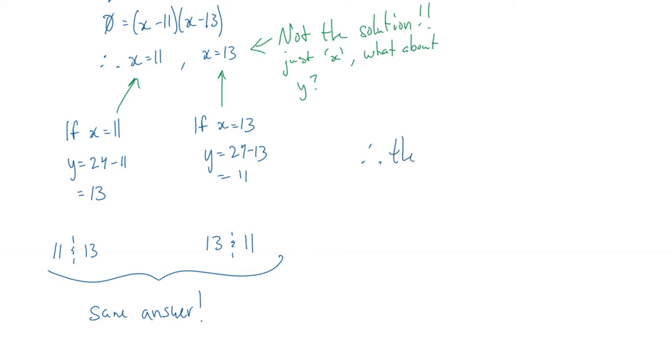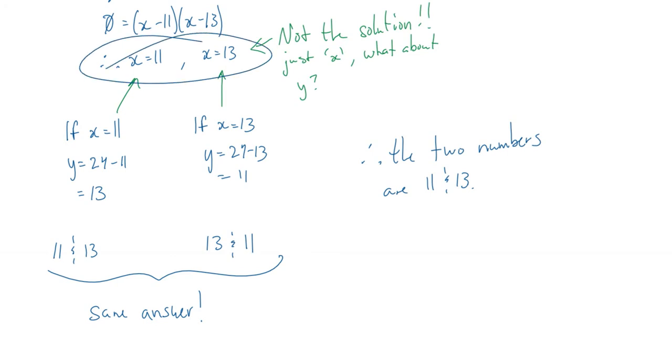Therefore, the two numbers are 11 and 13. But again, it's not because of that. Those were two different values of x, because x can be 11, then y is 13, or x can be 13, then y is 11. And both are the same solution. It seems silly, and everybody's going to think, no, that's just the answer. And in this case, it does work out that way, but it won't always work out that way.